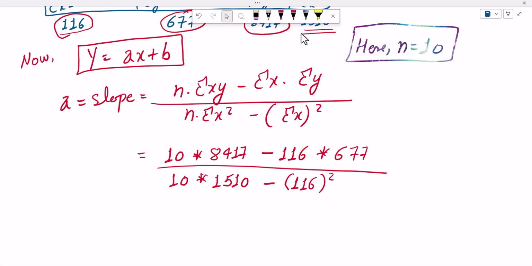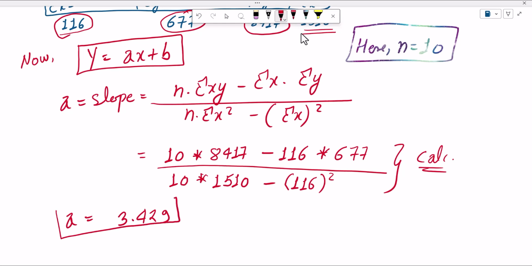After multiplying you will get the value of a equals 3.429. You will do it from a calculator, so use a calculator for calculating the value. So I got a equals 3.429. This is the value of a.